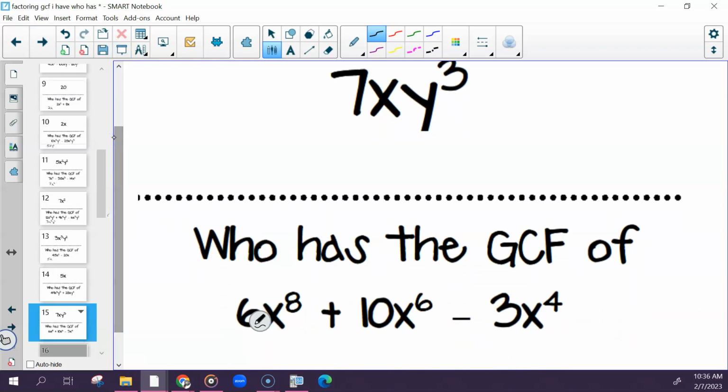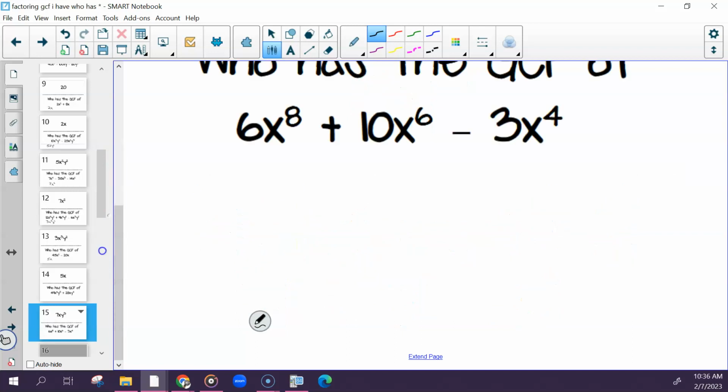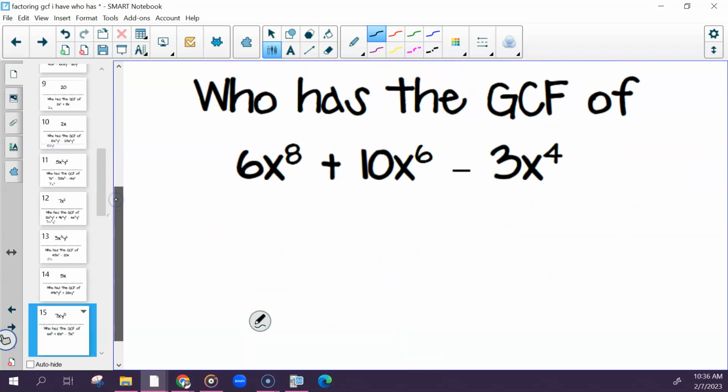Okay, who has a GCF of 6x to the 8th power plus 10x to the 6th minus 3x to the 4th? Yeah, you gotta hit the switch. I'm not laughing. That was me again. It's on. Okay, cool.